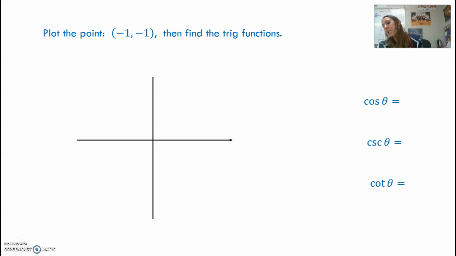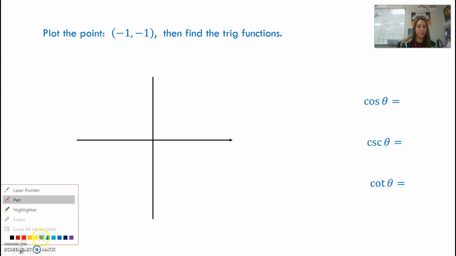Good morning, functions. Okay, so we are going to talk about plotting points and then finding three of the given trig functions. So we're looking for cosine, cosecant, and cotangent. So when we do that, what we're going to do is turn on my tablet. Okay, so if we do that, here we go.